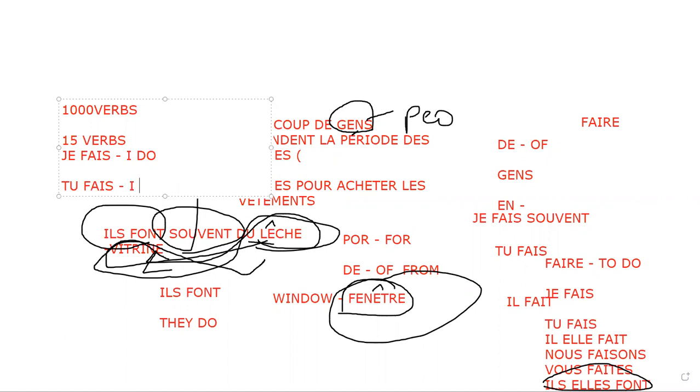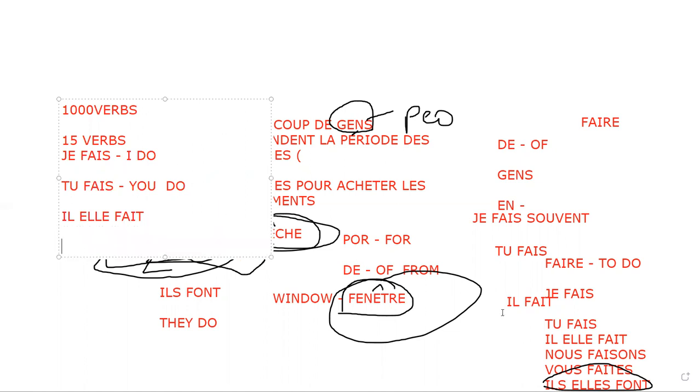Is it clear to you? You have to learn it by heart. Tu fais, you do. Clear? Okay. And il, elle fait is he, she does. Then in il fait, there will come fait, F-A-I-T. The spelling changes only in il. Then we have nous also. We do is nous faisons. Then we have vous faites and ils, elles font. You have to learn those endings by heart. Clear?